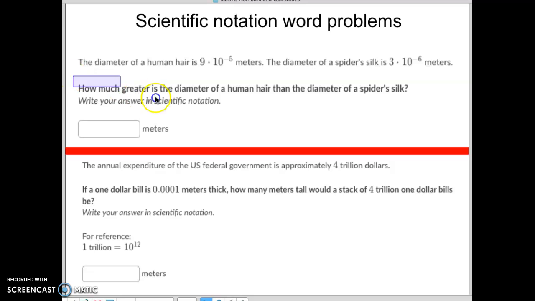So for example, how much greater is the diameter of a human hair than the diameter of a spider's silk? So how much greater is something? That is simply a subtraction problem. How much bigger is this than that? So you subtract one from the other to get your result. So you would simply take this, which they already gave you, and subtract this to get your answer. And you just need to write your answer in scientific notation. I'm not going to do the work for you because you should know how to do that by now.